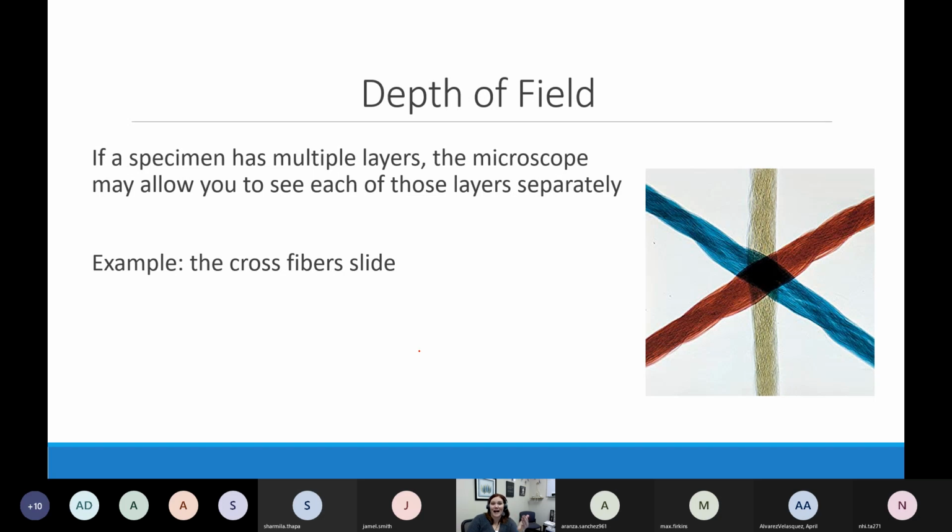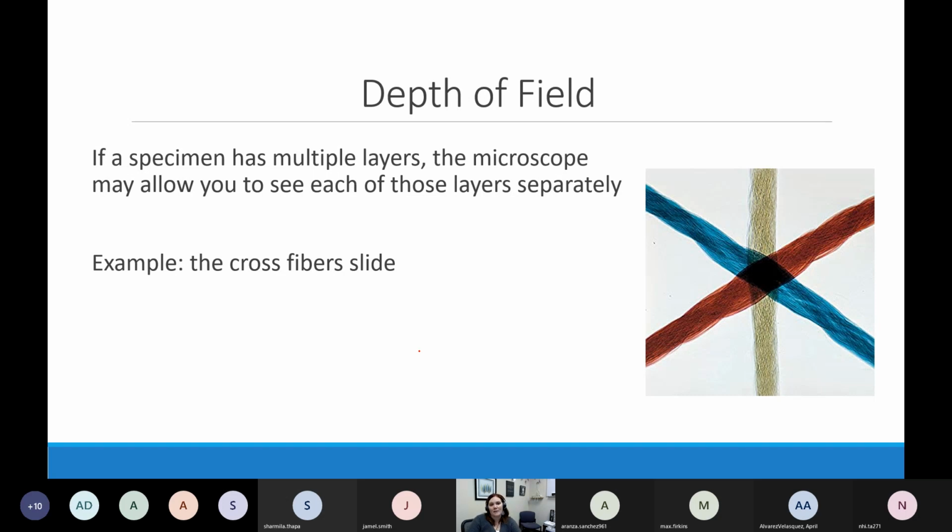By the time I put my high power objective in place, my depth of field is really, really small. So maybe I could only see part of one of my fibers. The depth of field, how much of that 3D space I can get in focus, changes depending on which objective I have in place.